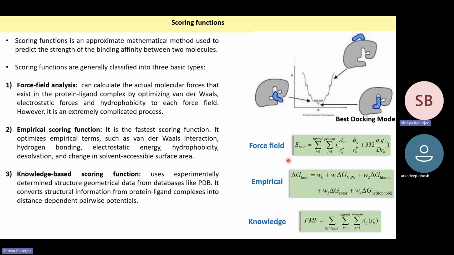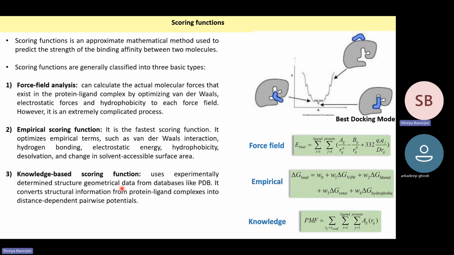Comparatively, in the force field optimization, each of these energies are optimized in different force fields. So that is a more accurate calculation, but because of the intensive calculation, it takes too much time. Comparatively, empirical scoring function will also optimize the energy, but it is a much more qualitative analysis where force fields are not considered. Each energy is given a single term and it is optimized. So it is a much faster scoring function.